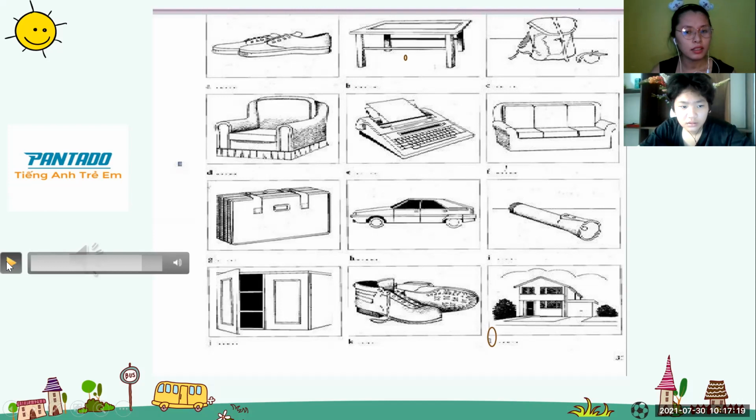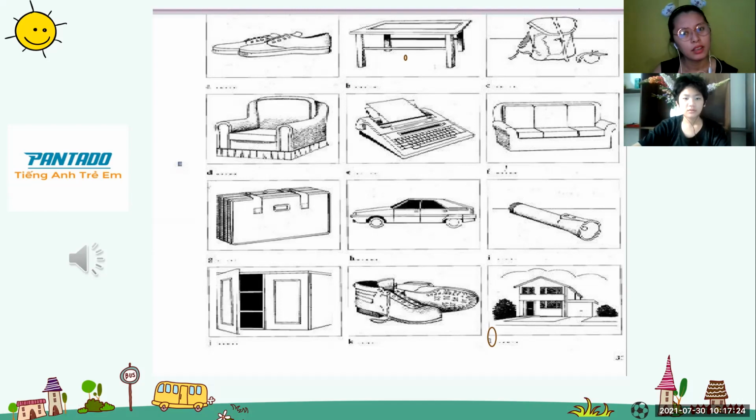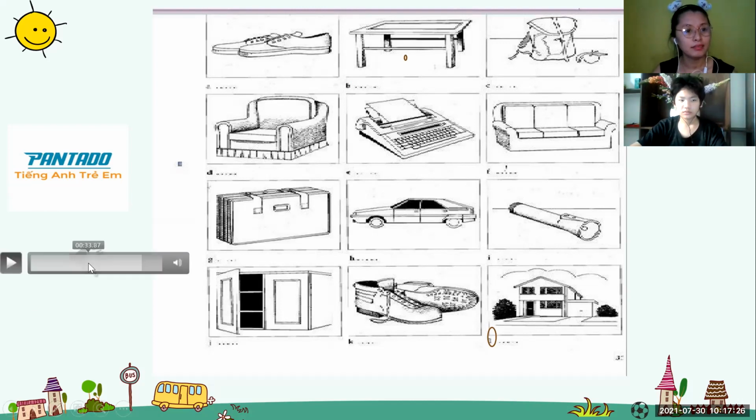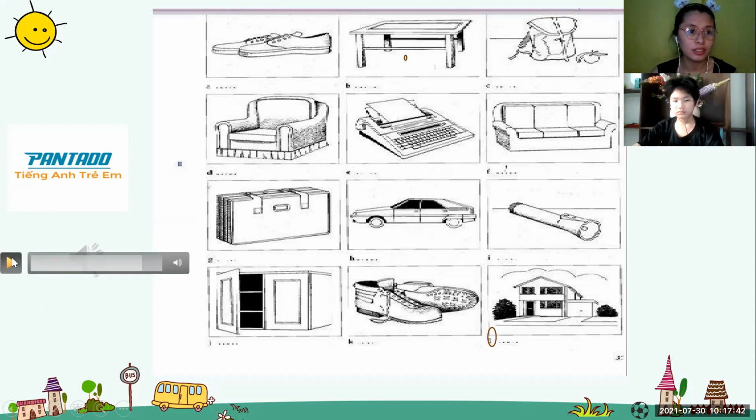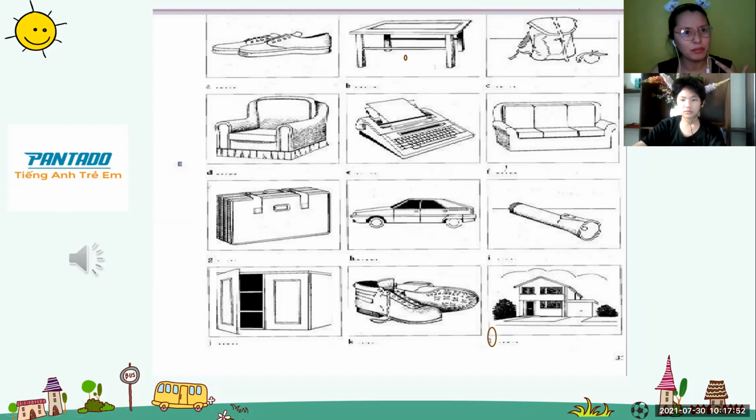Okay, you don't see number 5? Okay, so I'm going to play it again. I said I don't see number 5. You will hear it first, then you will write numbers. You don't see number 5 on your screen? Okay, just skip it, or try to listen again.